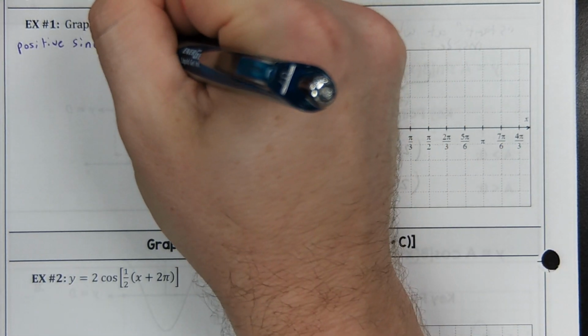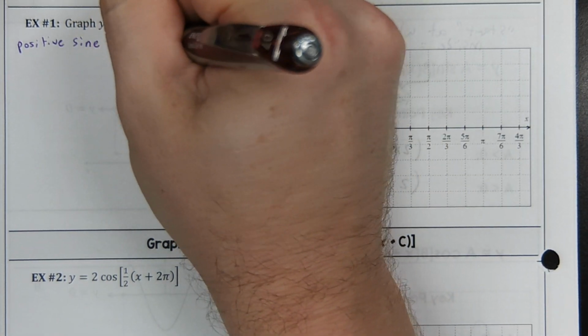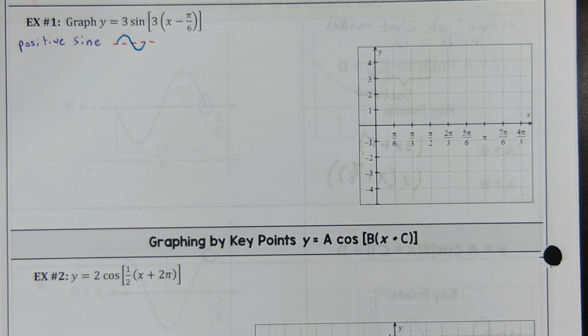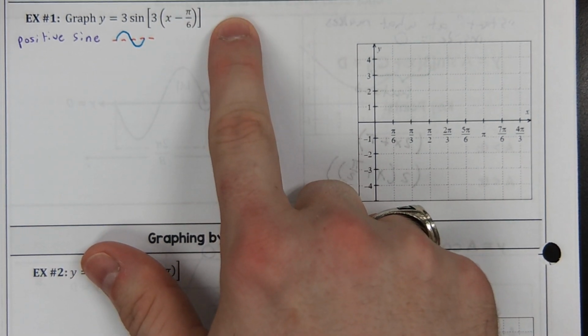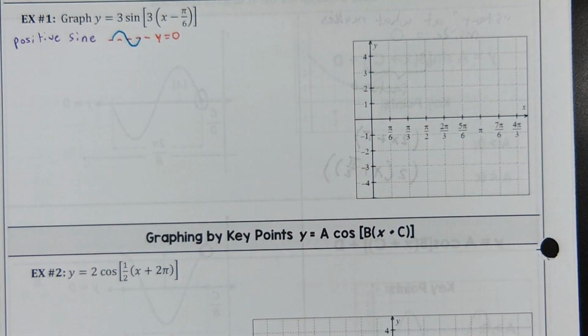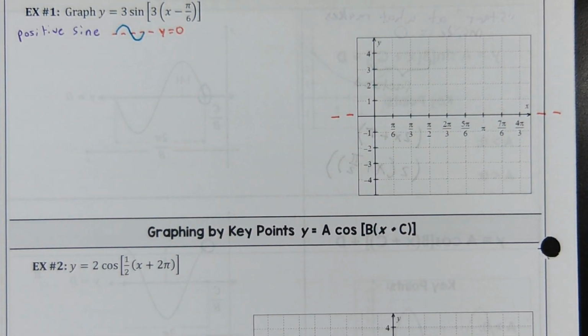A positive sine wave has that shape. Cool. Once I've decided on my shape and I draw a little sketch of it, I find my midline. My midline comes from the vertical shift, and there isn't one. So my midline happens to be at y equals 0. So I throw a couple dotted lines around y equals 0. That way I know that's my midline.